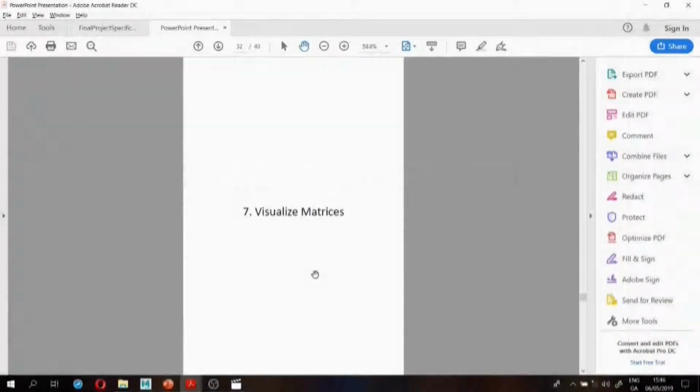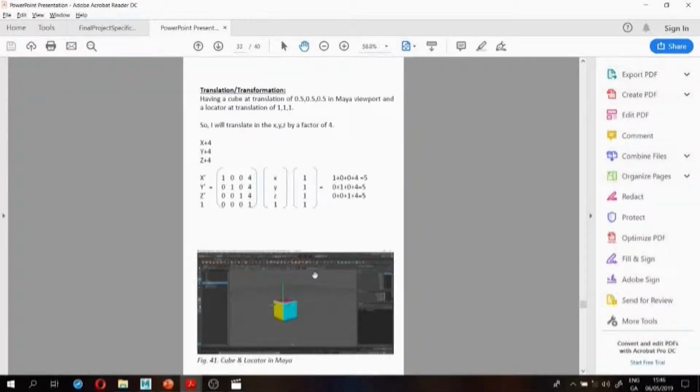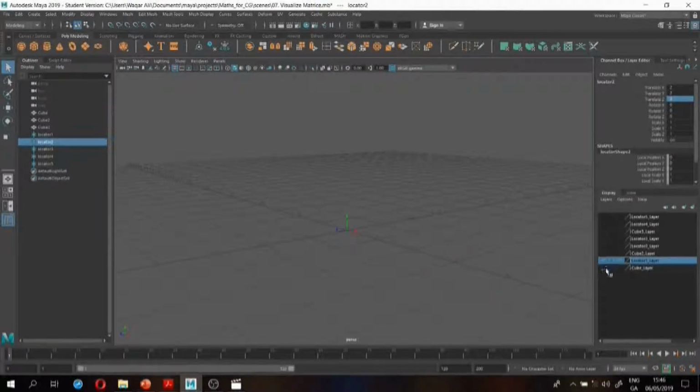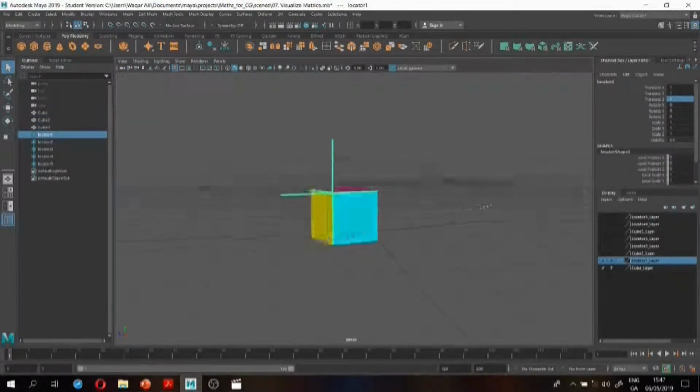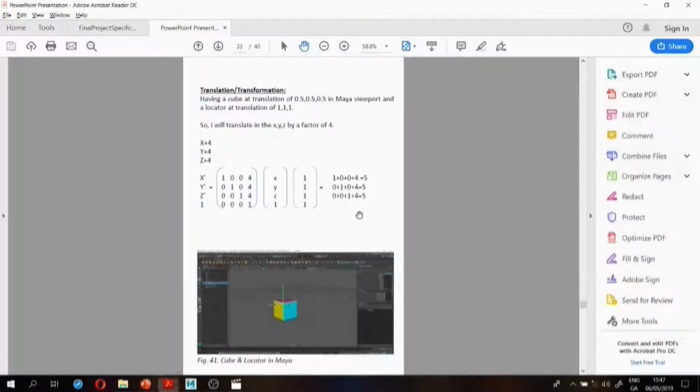The next thing is to visualize the matrices. For this, we need to do a translation or transformation. Say we have a cube at a translation of 0.5 in Maya and a locator at a translation of 1, 1, 1. We'll open up our Maya here. We'll get the cube first, which, as you can see, is 0.5, 0.5, 0.5, and the locator, which I already made, is at 1, 1, 1 here. So you can see a cube and a locator at their locations.